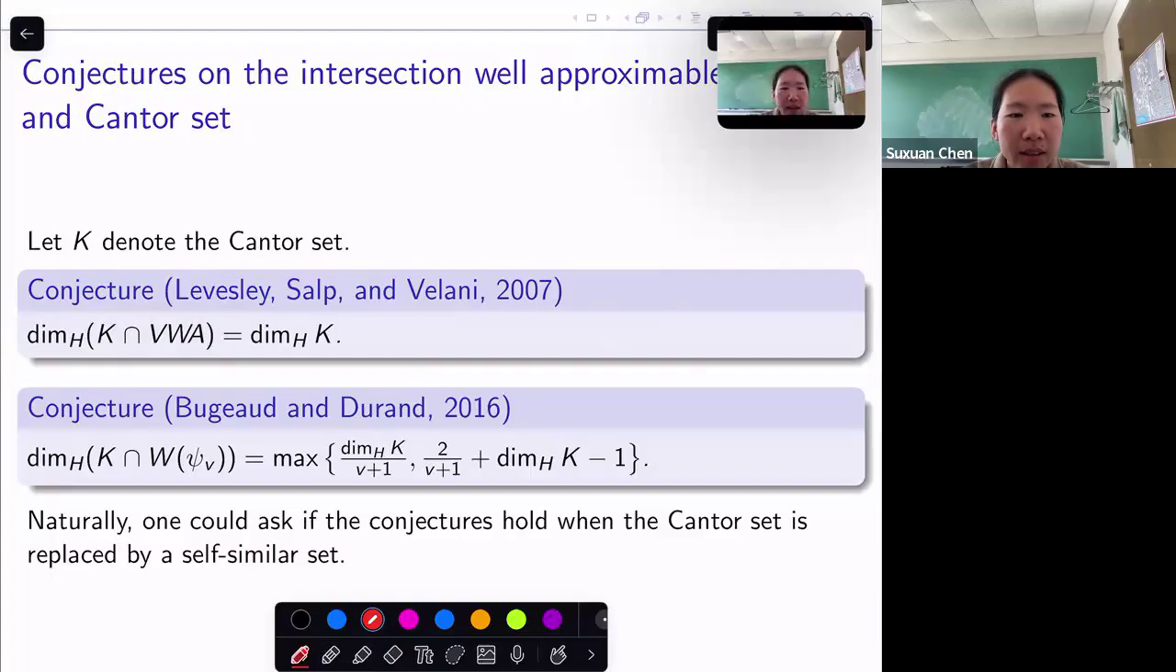And indeed, the second conjecture implies the first conjecture, because for v very close to 1, by this conjecture, the Hausdorff dimension of K intersect with W psi v should take the second value. And as v goes to 1, the second value goes to the Hausdorff dimension of K. So the first conjecture is an implication of the second one. And naturally, we could ask if the conjectures still hold when the Cantor set is replaced by a self-similar set.